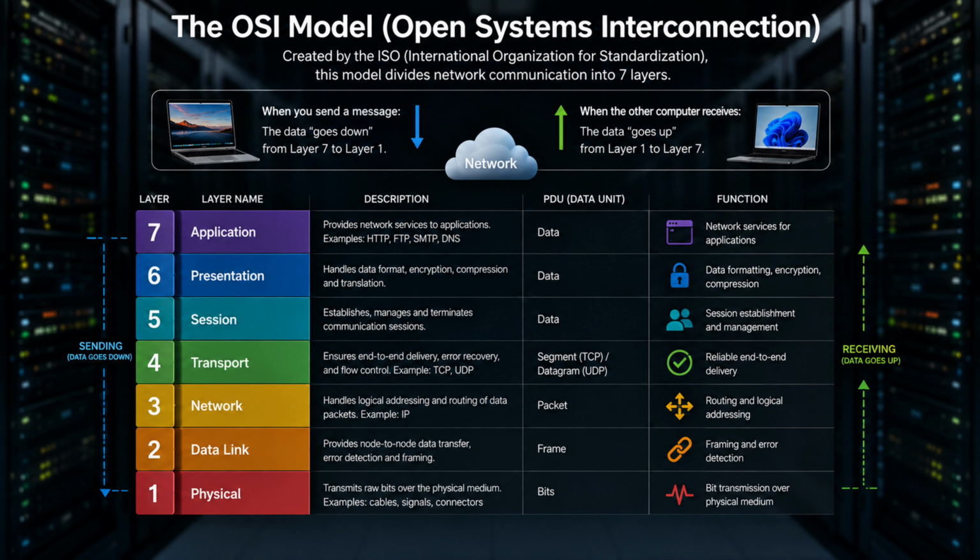The OSI, Open Systems Interconnection, model was created by the ISO, International Organization for Standardization. This model divides network communication into 7 layers. Think of it as an assembly line. When you send a message, the data goes down from layer 7 to layer 1. When the other computer receives it, the data goes up from layer 1 to layer 7.